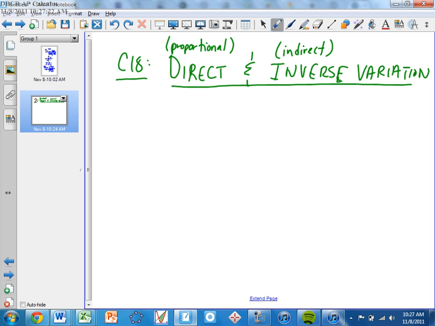Now, if I said to you, Melody, give me what you think is a reasonable answer for this: the more time you spend studying for your English test, the blank goes in the blank happens to your grade. What happens to your grade if you spend more time studying? Theoretically, what should happen? It should rise, right? Theoretically, if you spend more time doing work, more time studying, your grade should rise.